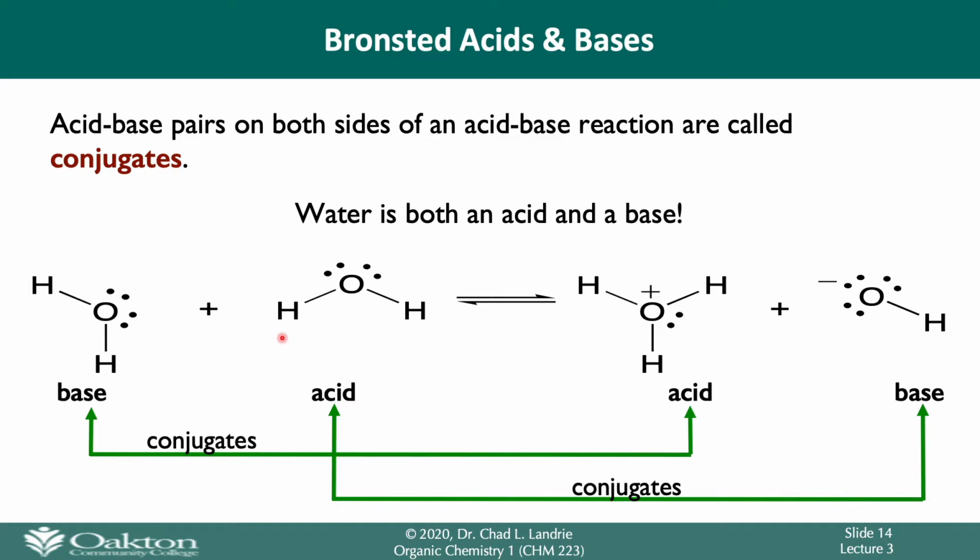And that gives us hydronium ion and hydroxide ion. This is called the autoionization of water, and this happens all the time. The equilibrium lies far to the left. It doesn't happen to a great extent, but it does happen. And this is how we define the pH of neutral water, by the amount of hydronium ion and hydroxide ion due to the autoionization of water.